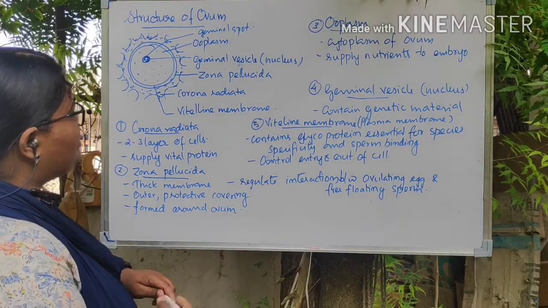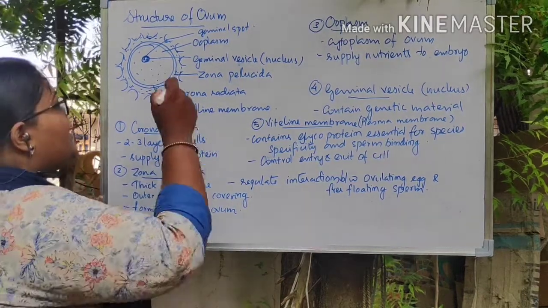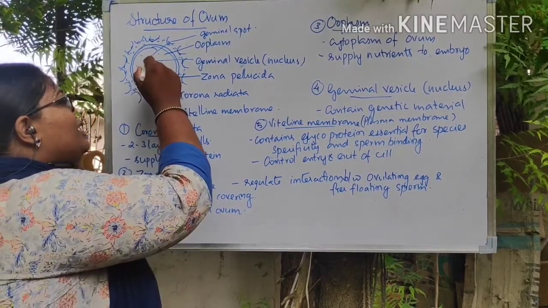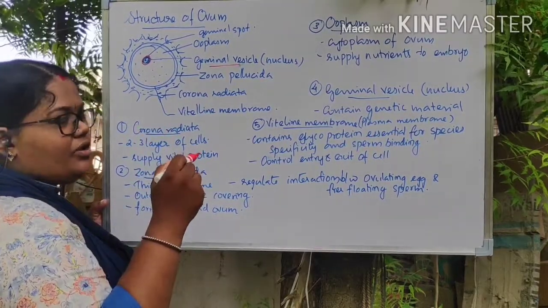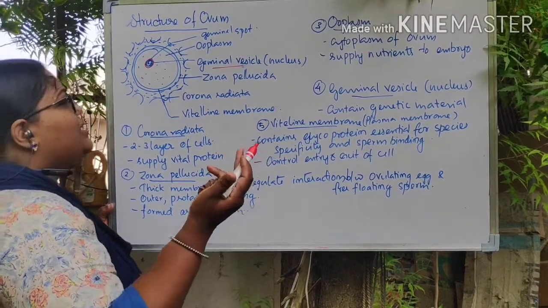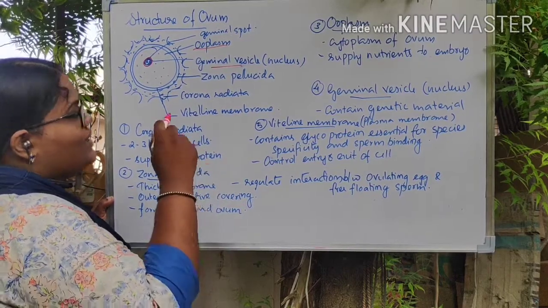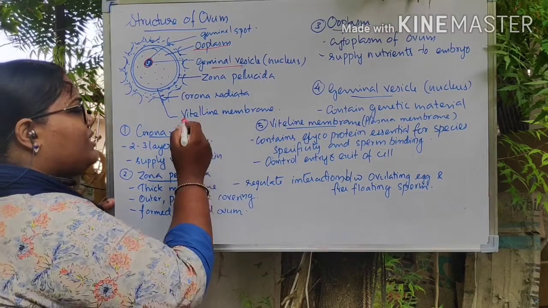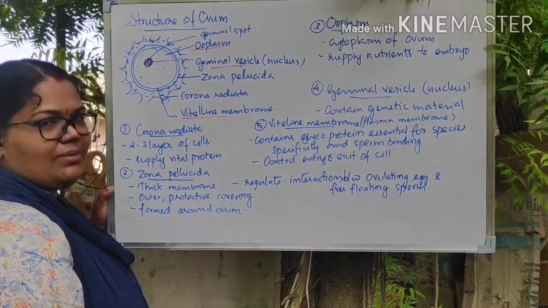Here you can see I have drawn a picture of the structure of the ovum. I will discuss this first, then I will go through each part. Like sperms, it also has a nucleus, but here the nucleus is called the germinal vesicle. Inside there is a nucleolus-like structure called the germinal spot, and there will be nucleoplasm. The cytoplasm of the ovum is called ooplasm. It has a covering, a plasma membrane, which here is called the vitelline membrane. The vitelline membrane is the plasma membrane here.